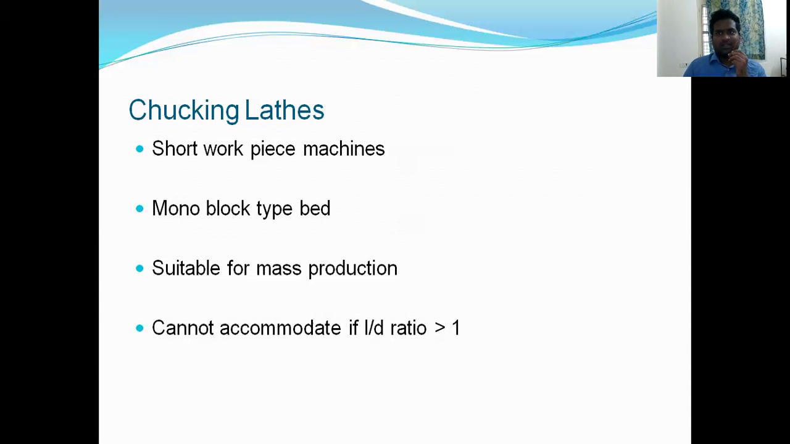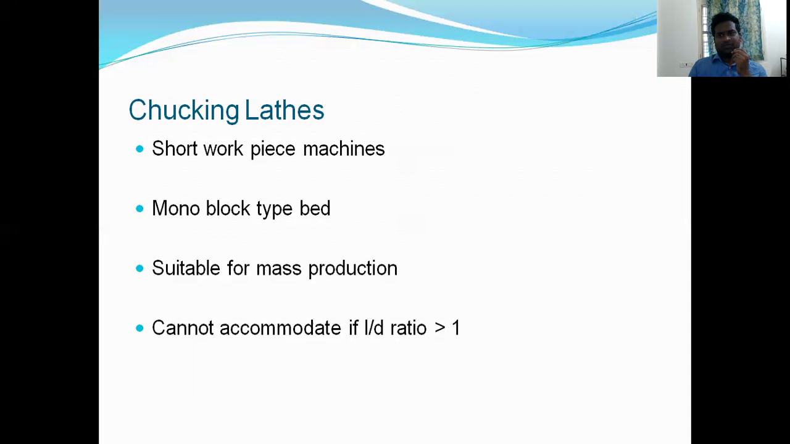So we know already that mass production means a number of identical parts produced in less time. That type of production may be called mass production. But there is some drawback: we have already discussed that if the L/D ratio, the length and diameter of the workpiece, is greater than 1, it cannot be accommodated in the chucking lathes, because chucking lathes are suitable for short workpiece machines. So that's why the limitation is there, L/D ratio greater than 1.